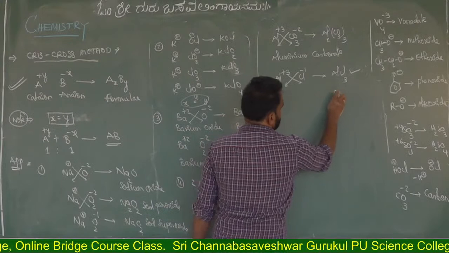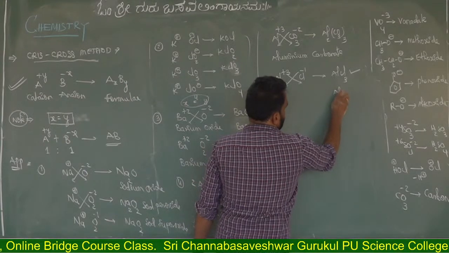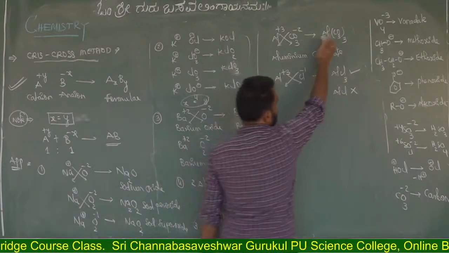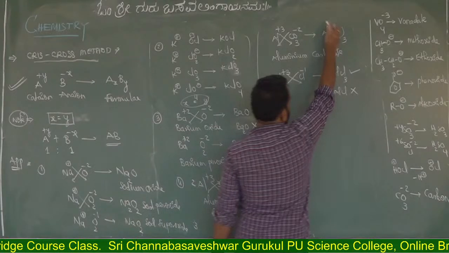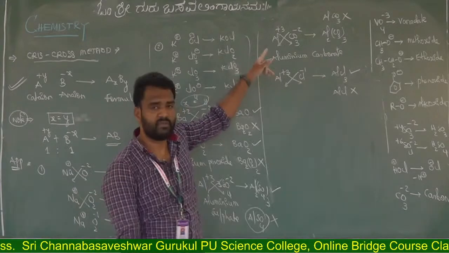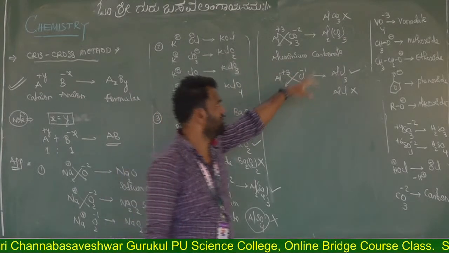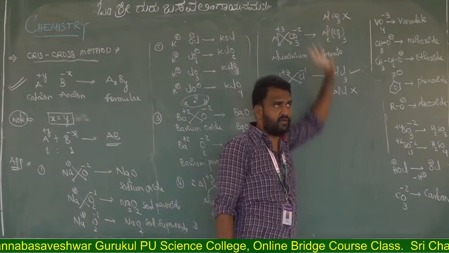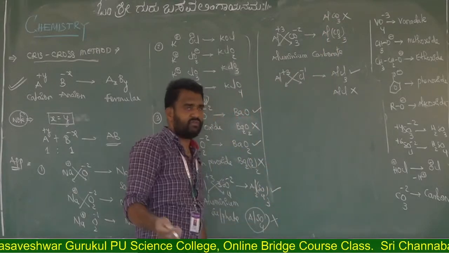You should not write it simply. Aluminium chloride, if you write it like this, it will be wrong. Same way, aluminium carbonate means AlCO3, if you write that, it will be wrong. So this is the wrong method. You should not write aluminium carbonate like this. If you write, it will be wrong. Like this, you can create a number of examples.